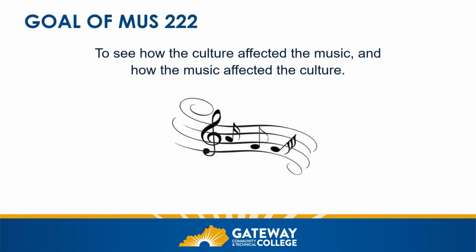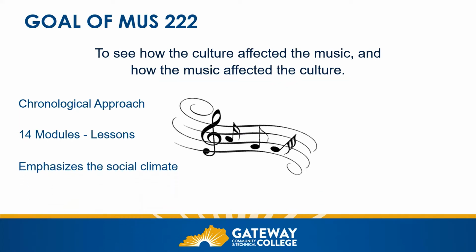The overall goal for this course was to see how the culture affected the music and how the music affected the culture. Music 222 is a listening survey course with a chronological approach. It contains 14 modules that go from the roots of rock music to our own modern day music. Emphasis is on both the music and the sociological climate reflected and advocated by the music.